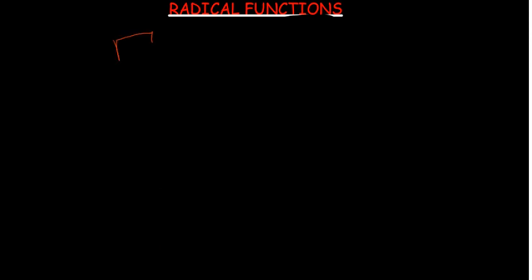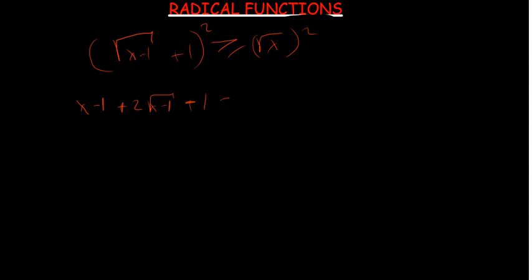The root of x minus 1, let's say plus 1, is greater than or equal to the root of x. So square both sides. So that is going to give us x minus 1 and then plus 2 root x minus 1 plus 1, and that will be equal to x. This x, that x are going to cancel. This negative 1 and that 1, they also cancel.